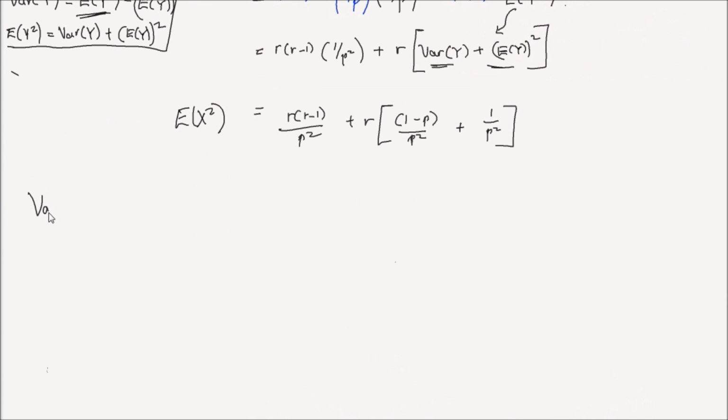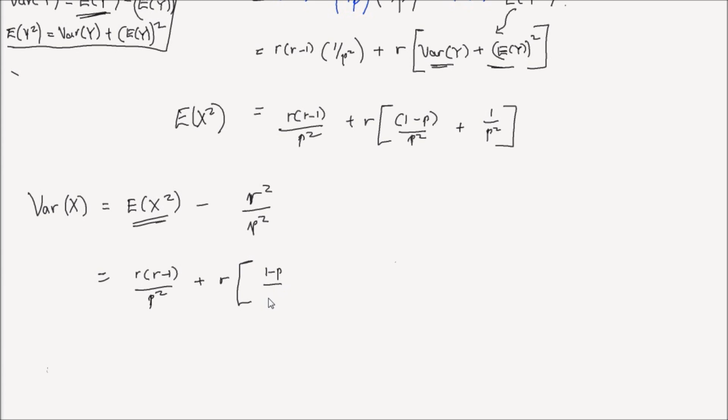So the variance of x is the second moment of x minus r squared over p squared. And we have the second moment of x here. So let's rewrite this second moment of x as, let me write it down first, r times r minus 1 divided by p squared plus r multiplied by 1 minus p divided by p squared plus 1 over p squared, minus r squared divided by p squared.